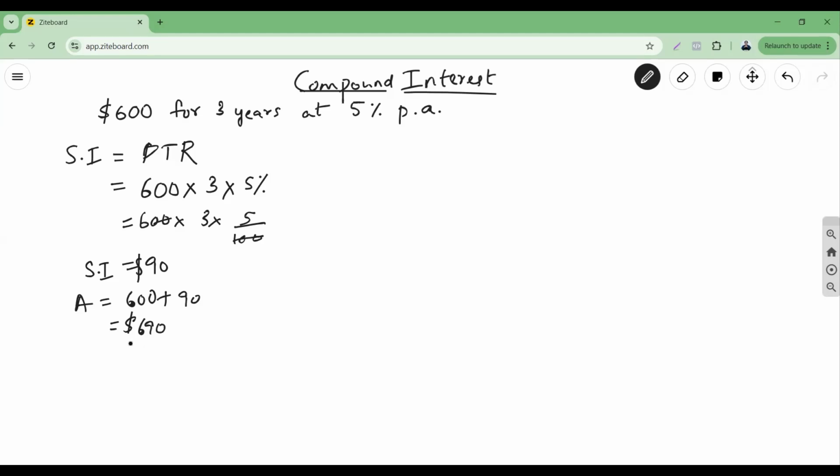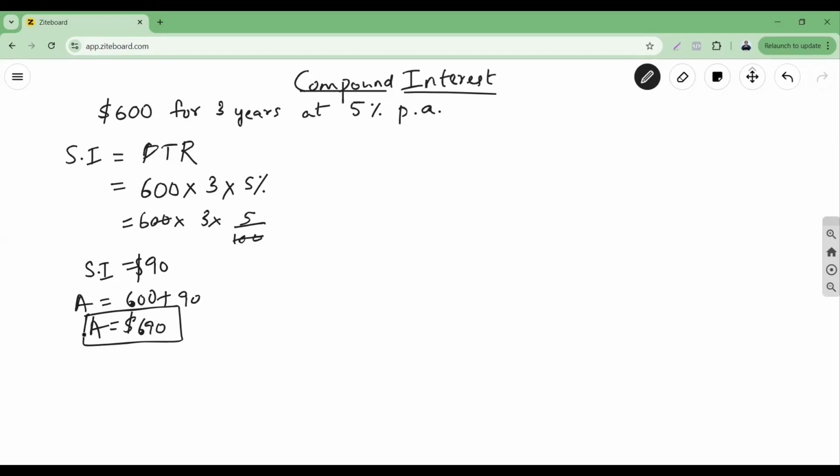So you're going to get $690 at the end of 3 years. Because they are keeping your $600 with them for 3 years, you charge them an extra $90, and at the end you get $690. Okay, this is very simple. This is what we had learned in the previous video.